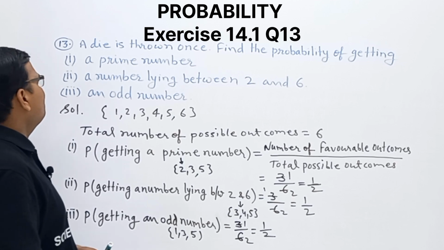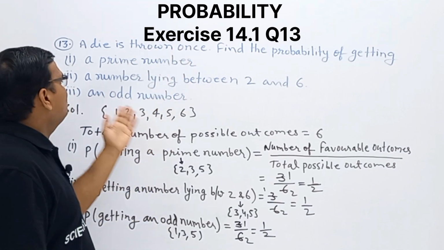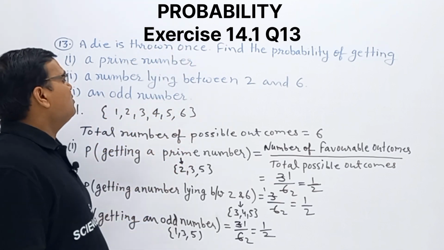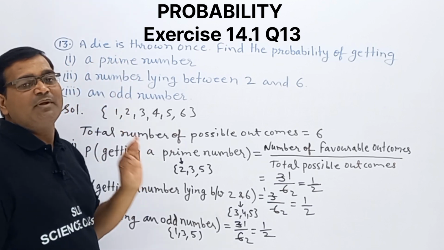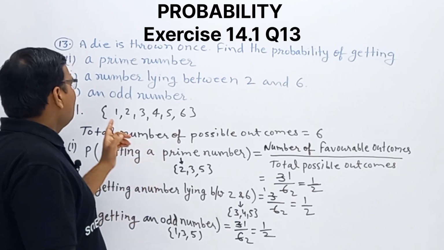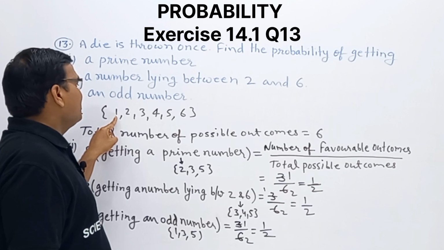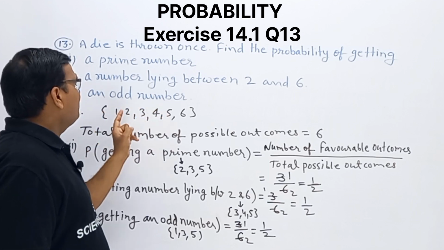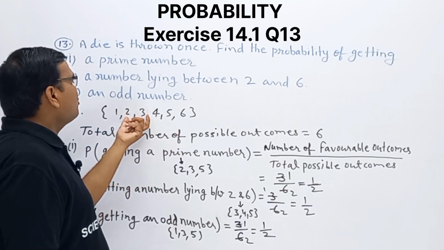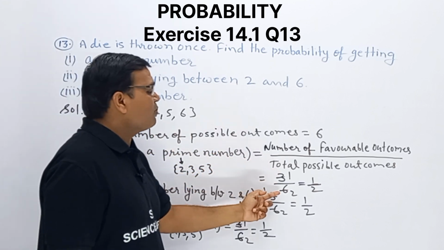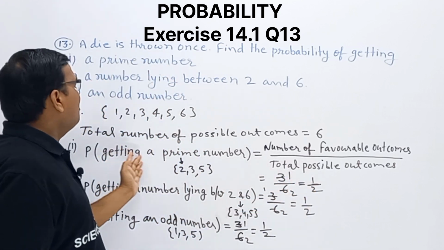Again, observe what we did in this question. A die is thrown once. A die has 6 numbers: 1, 2, 3, 4, 5, 6. Find the probability of a prime number. First, we should know the prime numbers. A prime number has 2 factors, 1 and itself. 1 is neither prime nor composite. 2, 3 and 5 are the only prime numbers. So the number of favorable outcomes is 3, divided by total possible outcomes 6. 3 by 6 equals 1 by 2. This is the probability of getting a prime number.